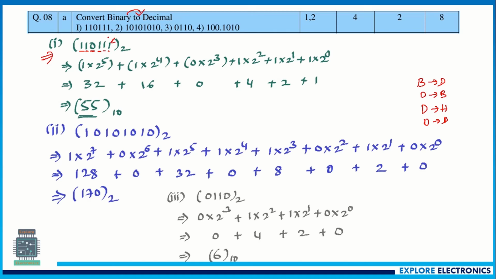Means this is the 0th term, first term, second term, third term, fourth term, fifth term. So we need to multiply by 2 power 5, 2 power 4, 2 power 3, 2 power 2, 2 power 1 and 2 power 0. Finally we are going to get 55.